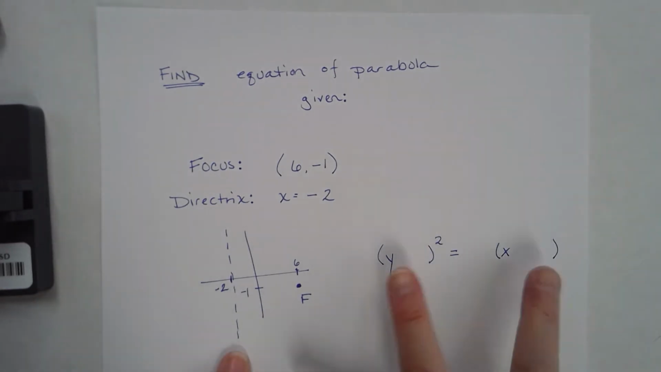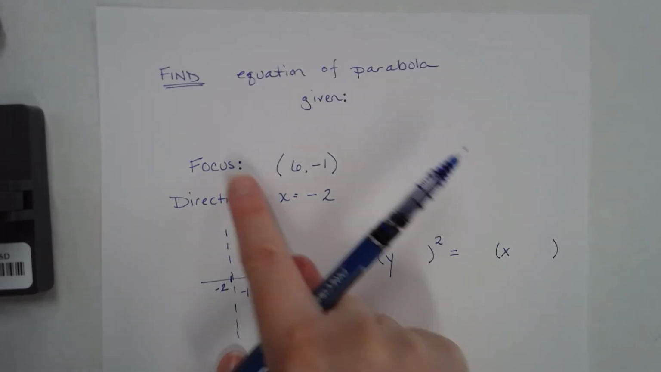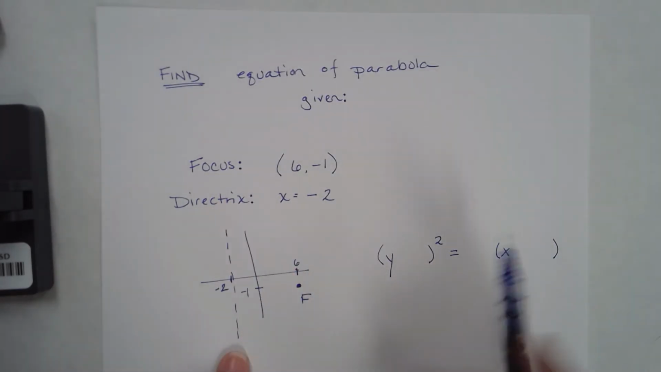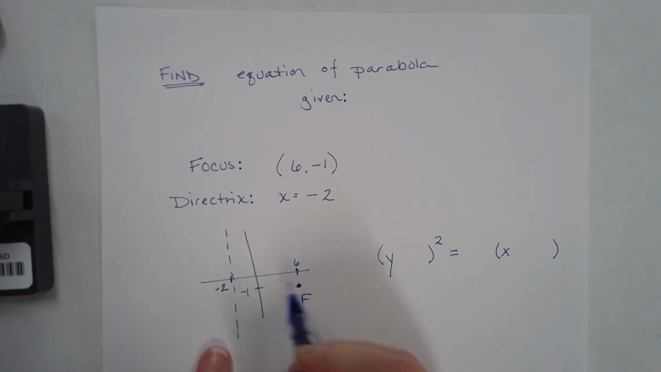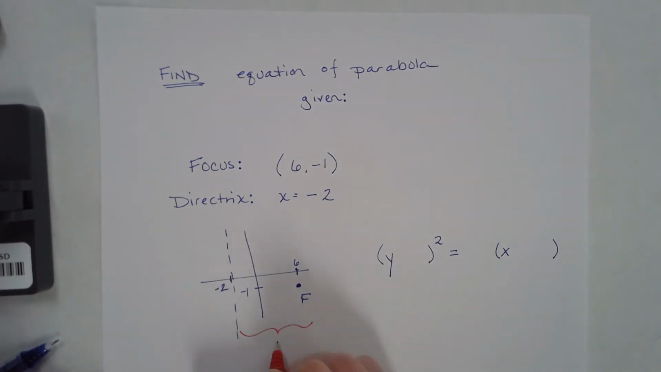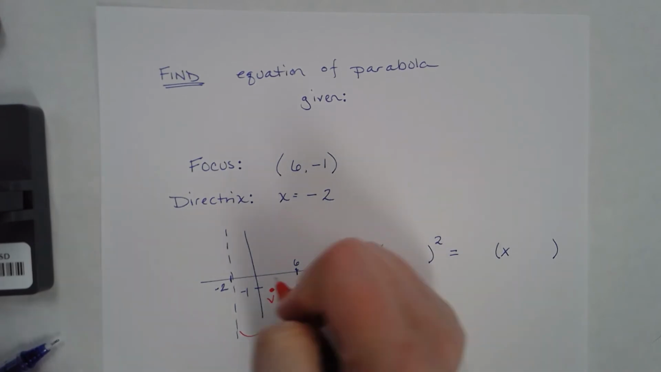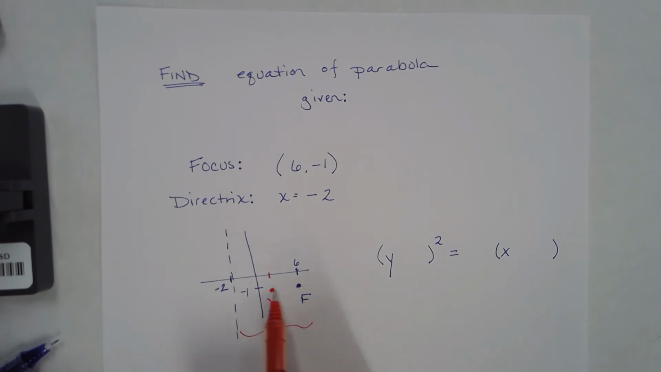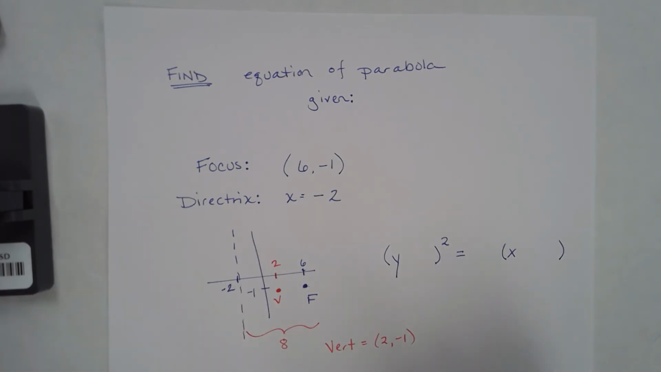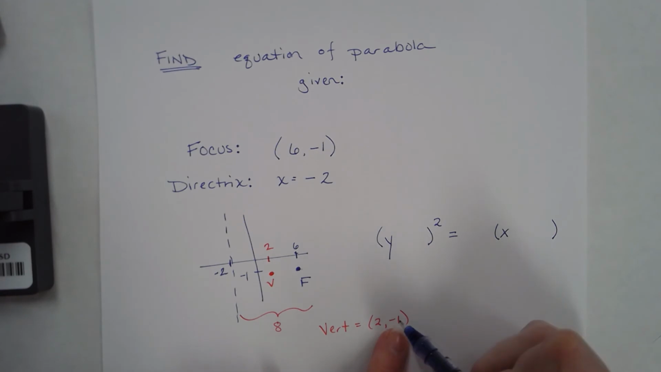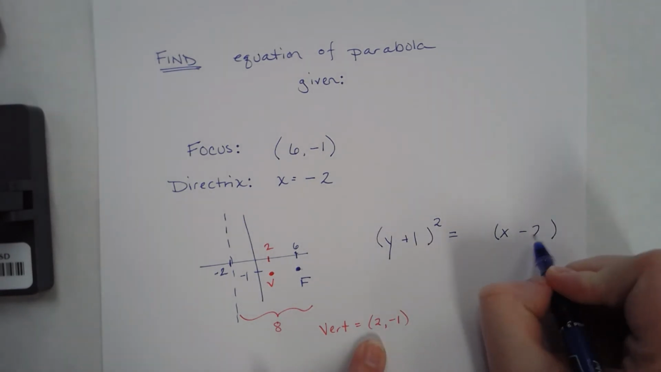The vertex goes in my parentheses, and the vertex is in between these two values, the focus and directrix. So I need to go in between. Well, the distance here from the directrix to the focus is a distance of 8. So in the middle, there's your vertex, and you're going to be 4 away from each one. So that's going to be 2, and then I'm at -1. So my vertex is 2, -1. It's in the middle. Now, just be careful of your parentheses, the y-coordinate is going to be +1, and then -2.